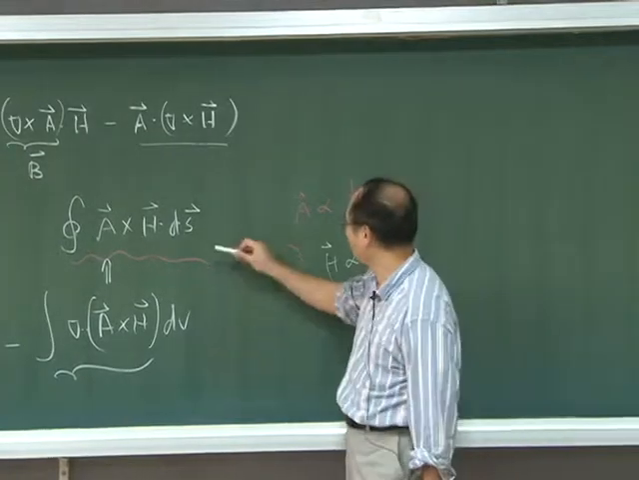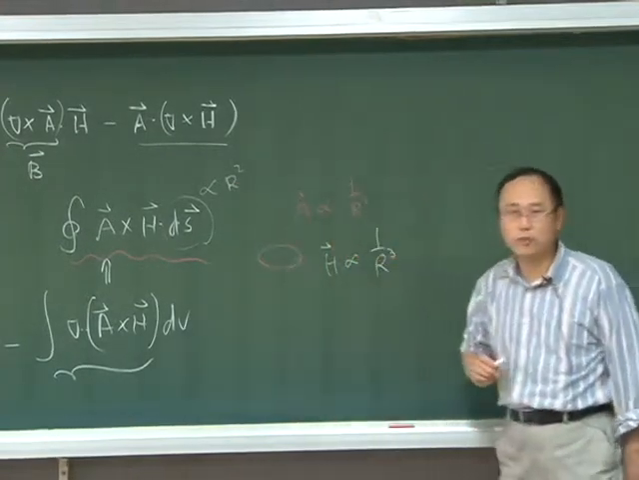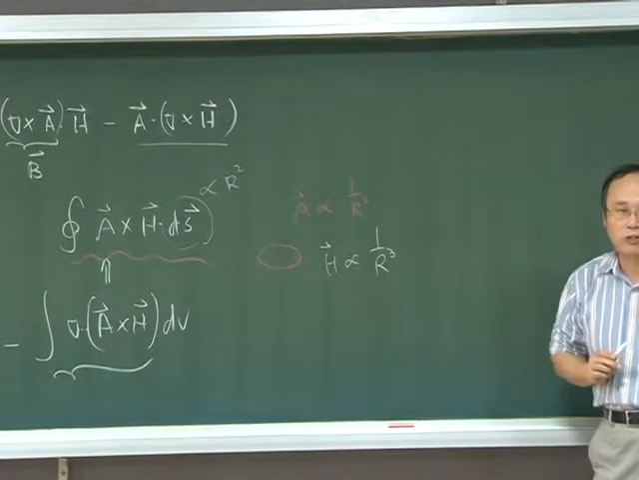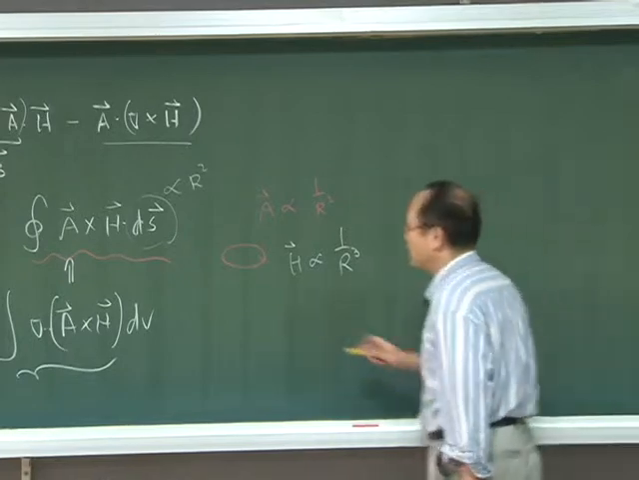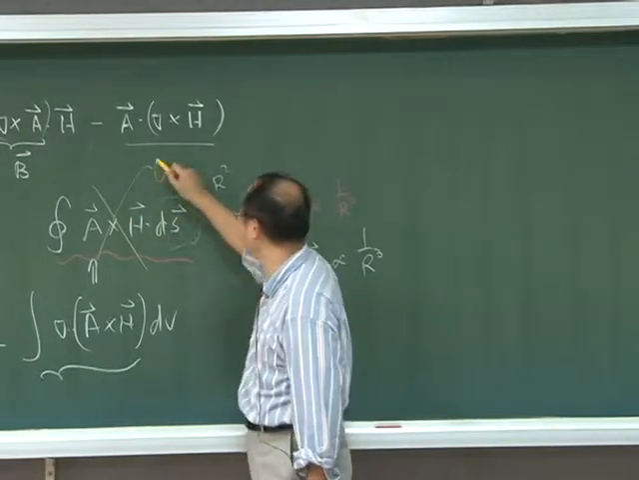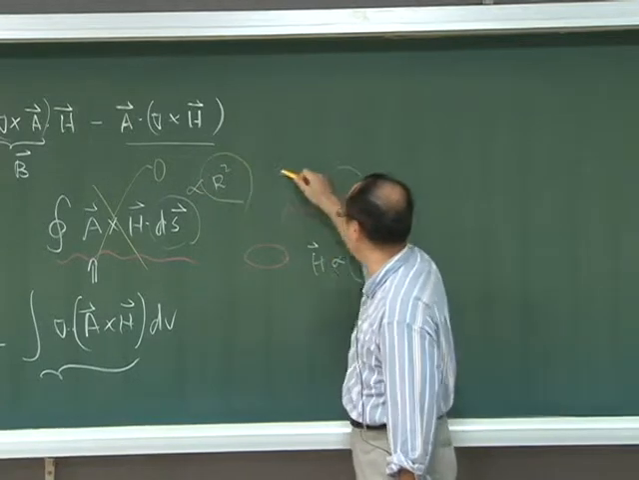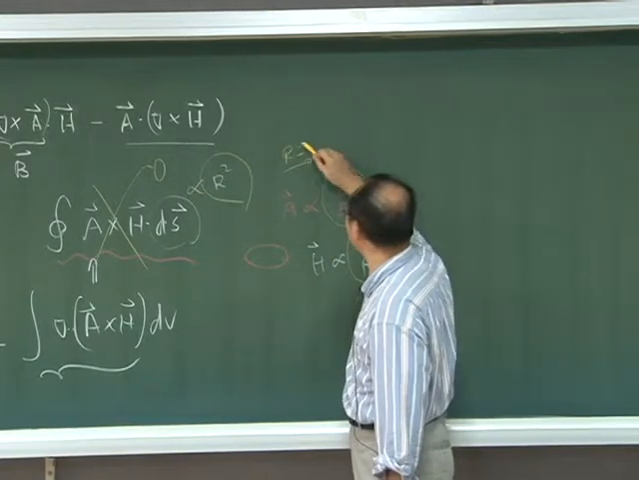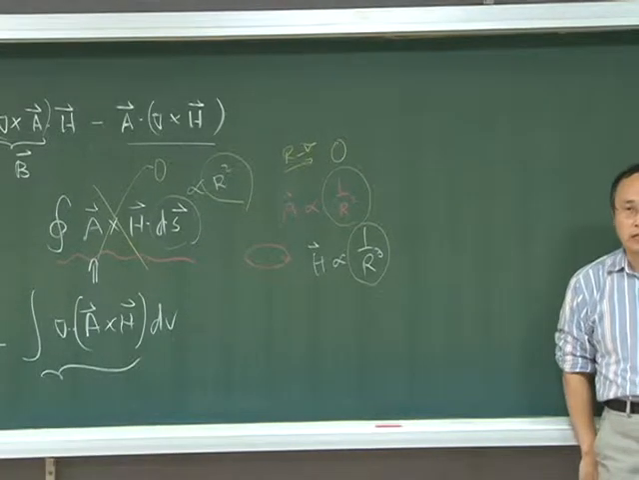And this surface is proportional to R squared. So very similar to the calculation for the electric energy, this integration has to be equal to 0, because this multiplied by this, multiplied by this, then let R go to infinity, you get nothing for this surface integration.